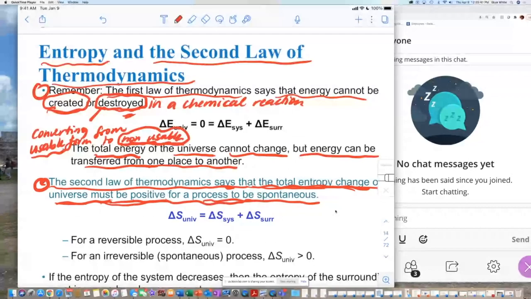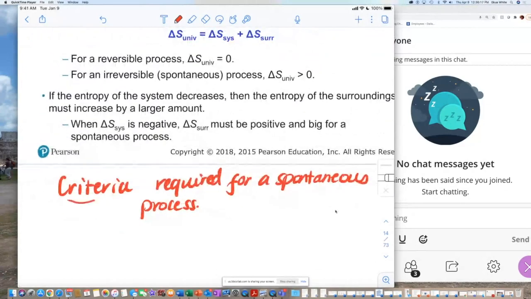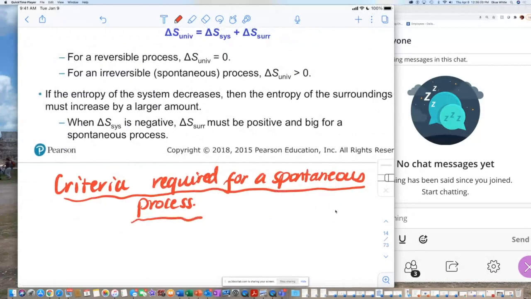While we're here, I need to go ahead and detour a little bit. Besides all the chemistry, they want you to know the criteria required for a spontaneous process. They have been communicating that, but it's not spelled out. I feel like that's my job, to come in and help you spell it out. What is the criteria required for a spontaneous process?